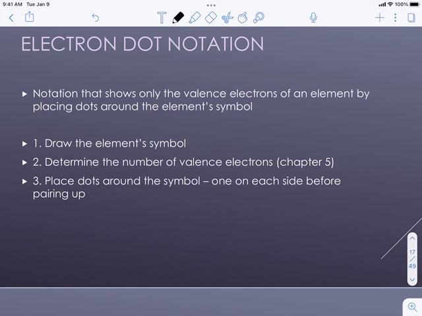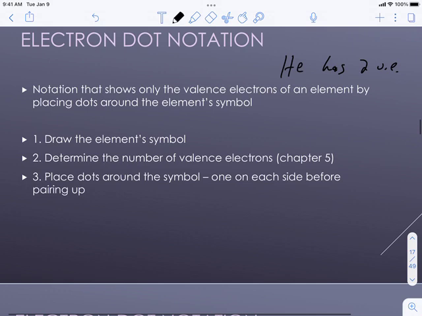So we're headed to what's called Lewis structures. This is the very basic step to that. It's called electron dot notation. And all this is, it's a notation that shows how many valence electrons an element has. Instead of just writing the number, instead of just writing helium has 2 valence electrons, here are the steps.